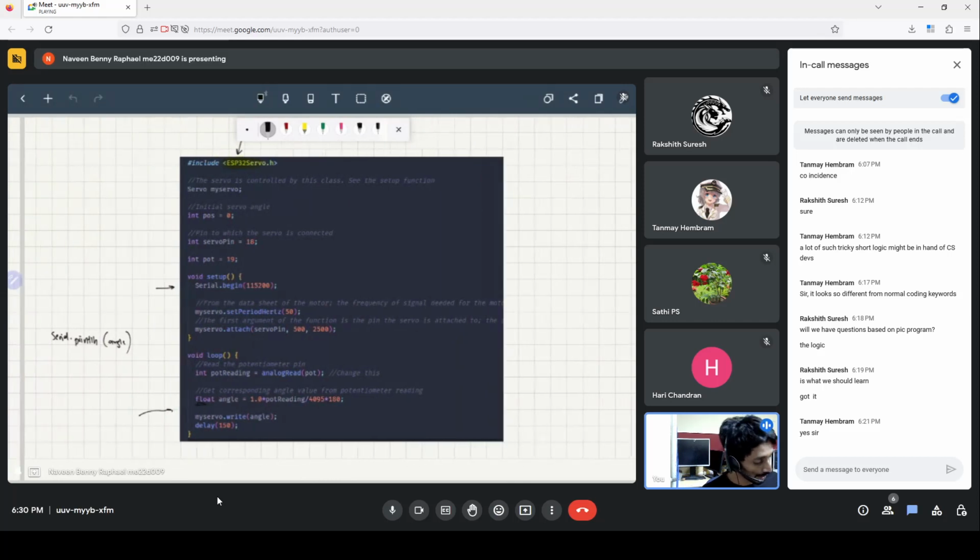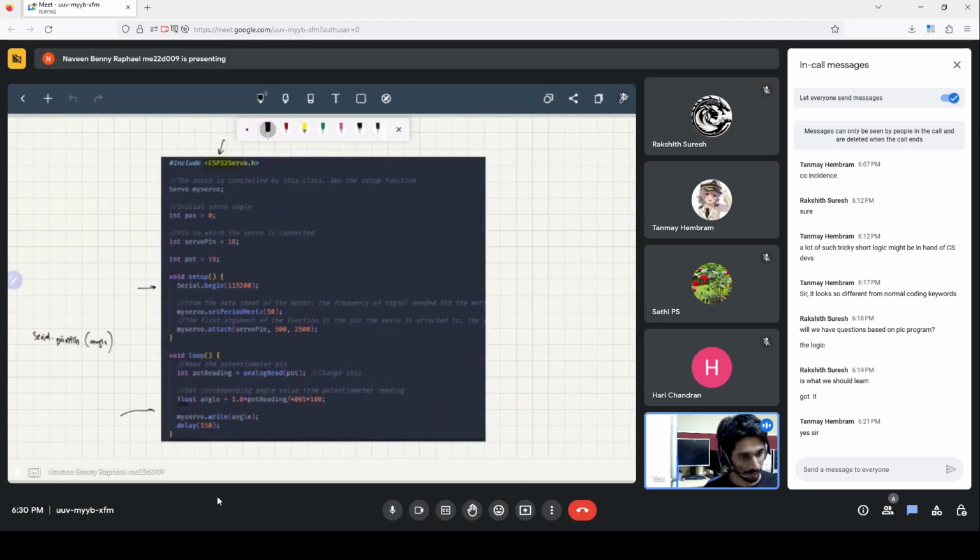So from the data sheet I got that the frequency is 50 Hz, and I'm telling the ESP32 that my servo is attached to the servo pin. The 500 and 2500, you don't have to think much about it. Essentially, it's used for finding how to get the correct pulse width in the pulse width modulation.